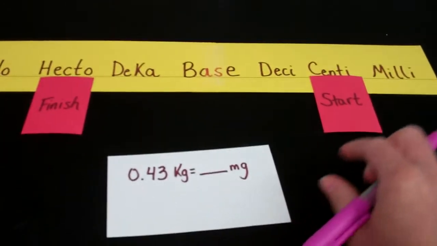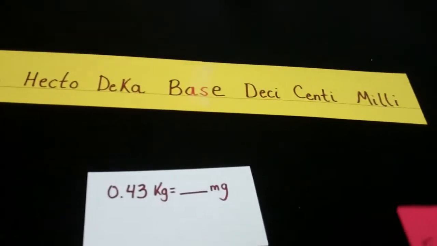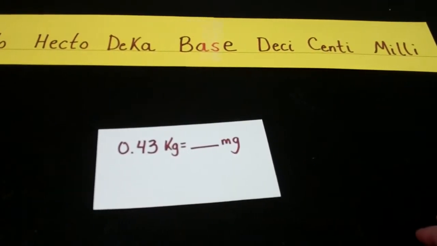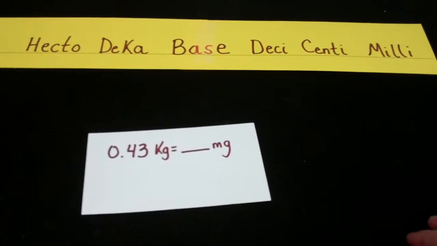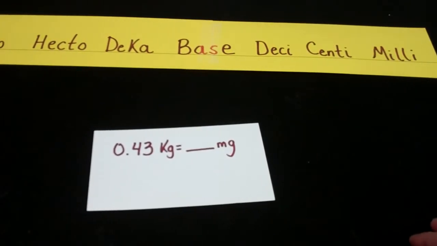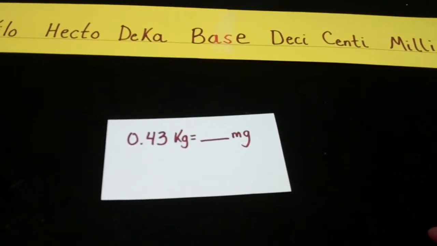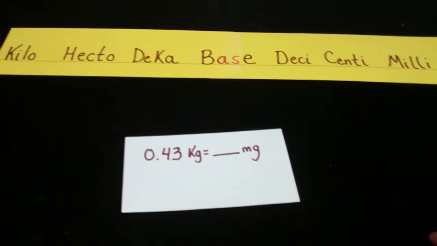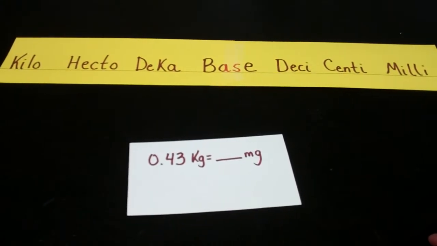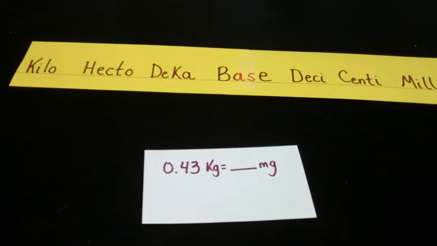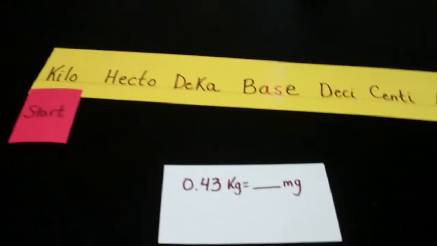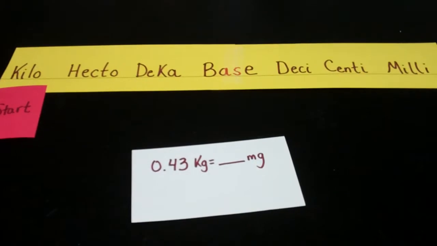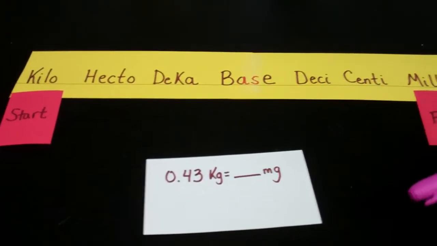So let's take, for example, that we have 0.43 kilograms into milligrams. We know that this is going to measure the mass of something because kilograms and milligrams, the base unit, is grams. So we look at our metric system, and first of all we find kilograms, which is over here with kilo. Our final unit of measurement will be in milligrams, which milli is over here.